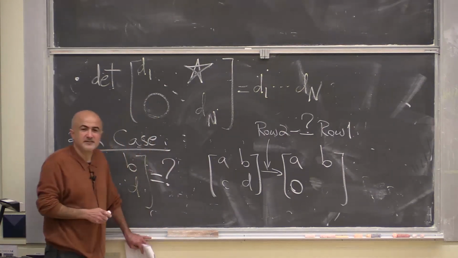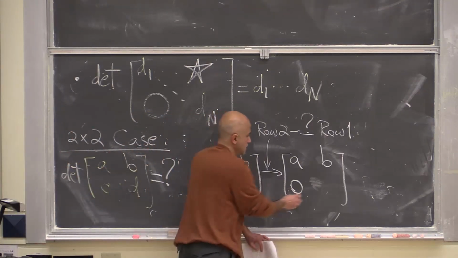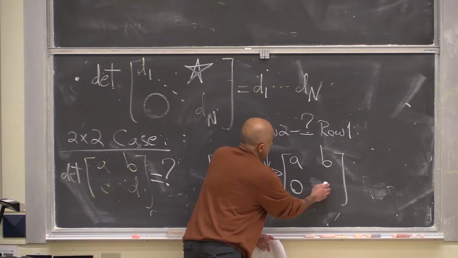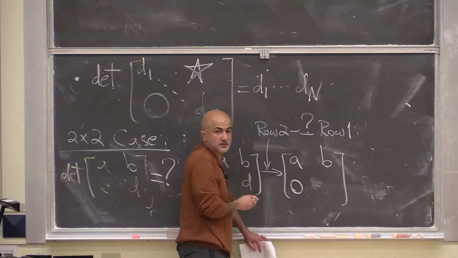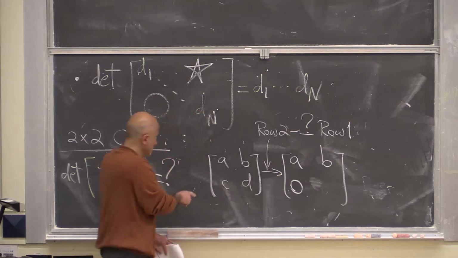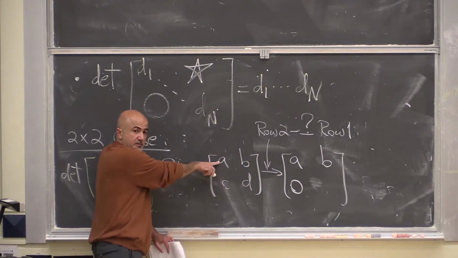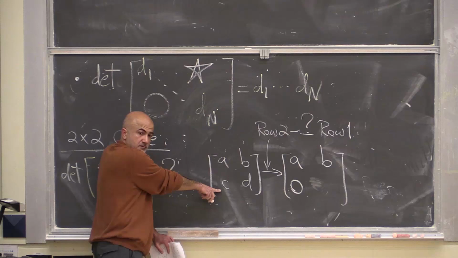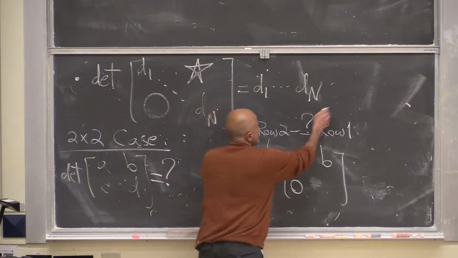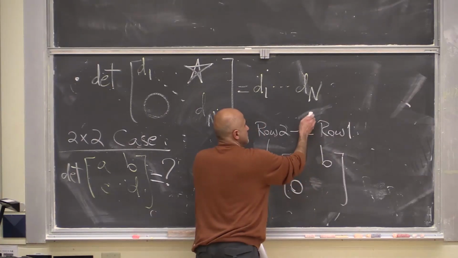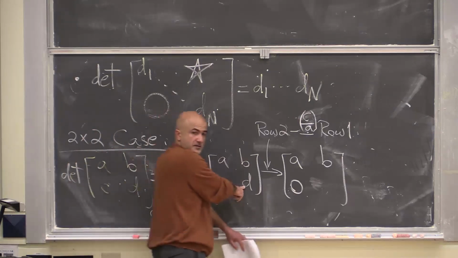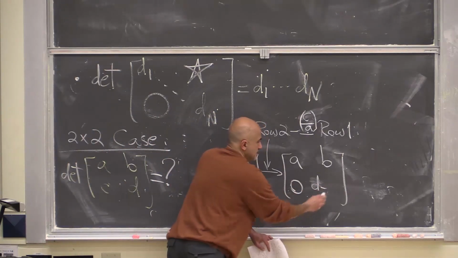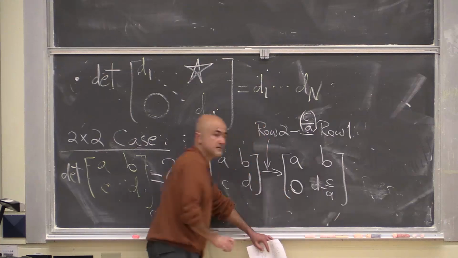Good. Speak loudly. So what we said was that would be CB times AD. C. So what is this? What do I subtract from row 2? What multiple of row 1? What do I have to multiply A by to get negative C, basically? C over A. So this is C over A times row 1. So I have to do the same thing here, right? So D minus C over A times B.